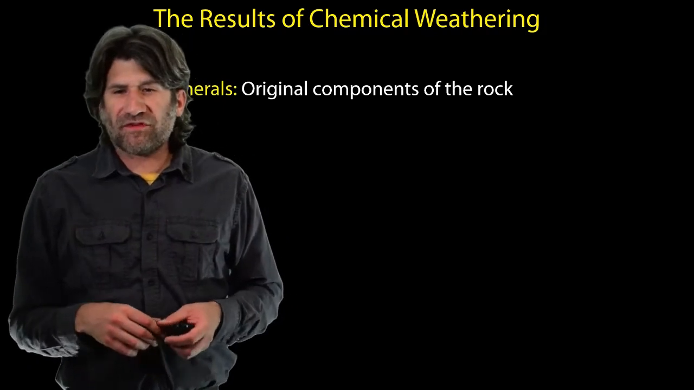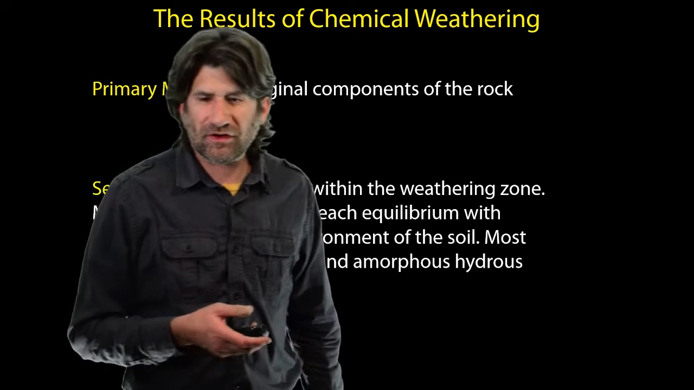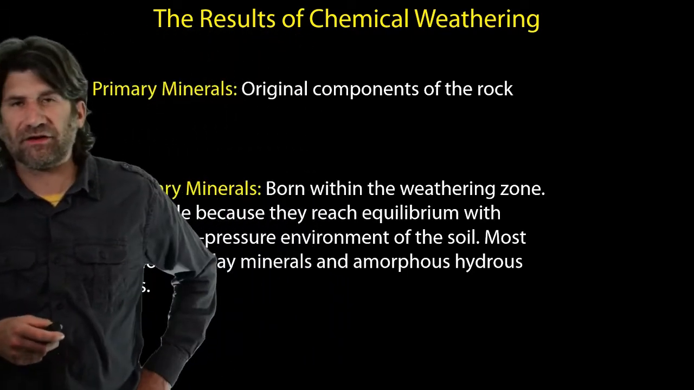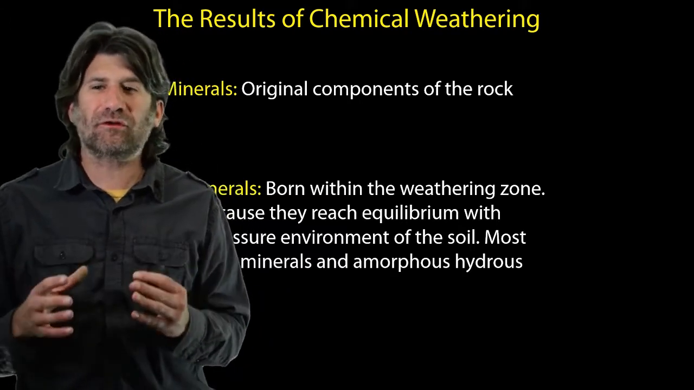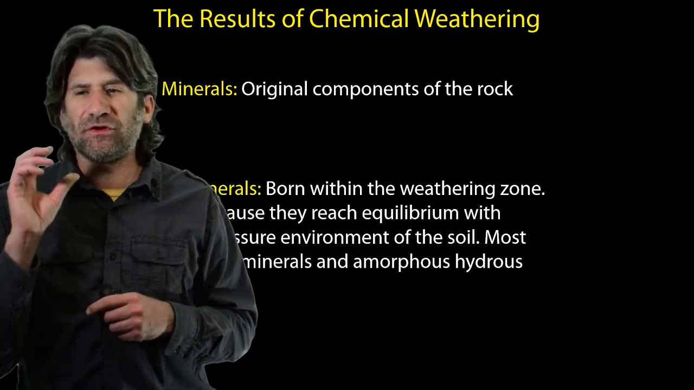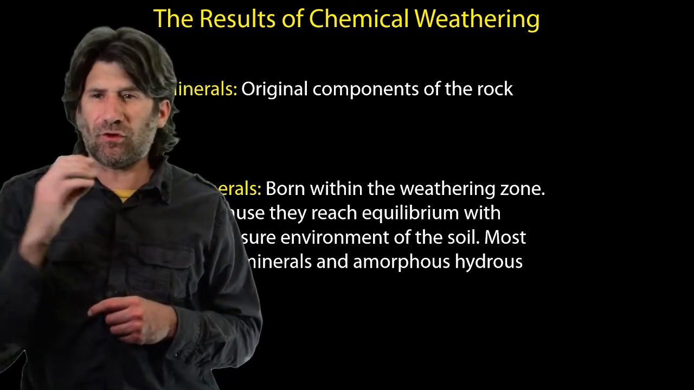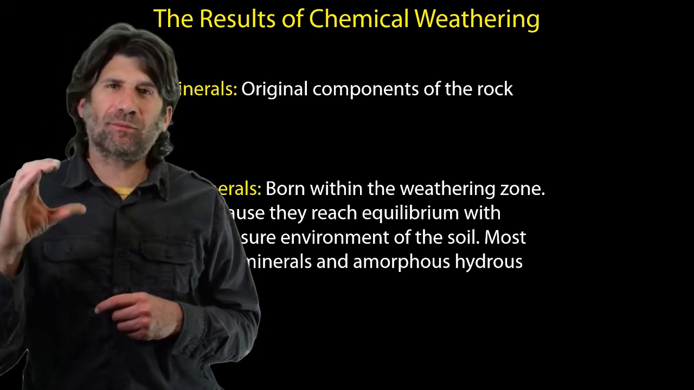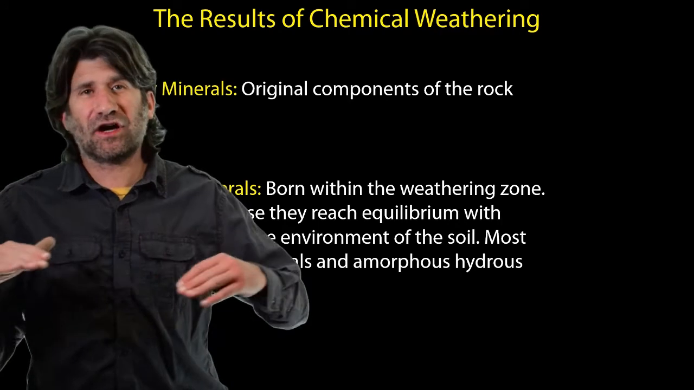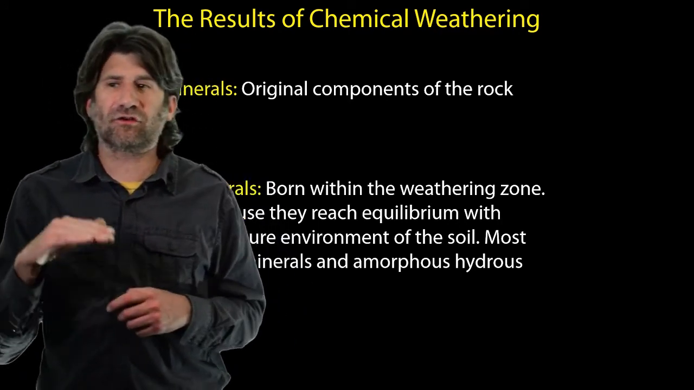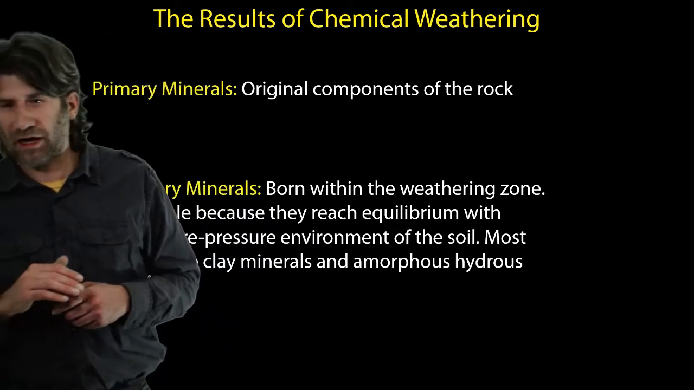Moving on, remember we've got the primary minerals, which are the original components of the rock. And then we've got those secondary minerals. The secondary minerals are created in the weathering zone. They're more stable because they reach equilibrium with the conditions at the surface of the Earth. Generally, what we end up with for secondary minerals are either clay minerals or hydrous oxides, so iron oxides or aluminum oxides. Those are generally what we see at the Earth's surface.